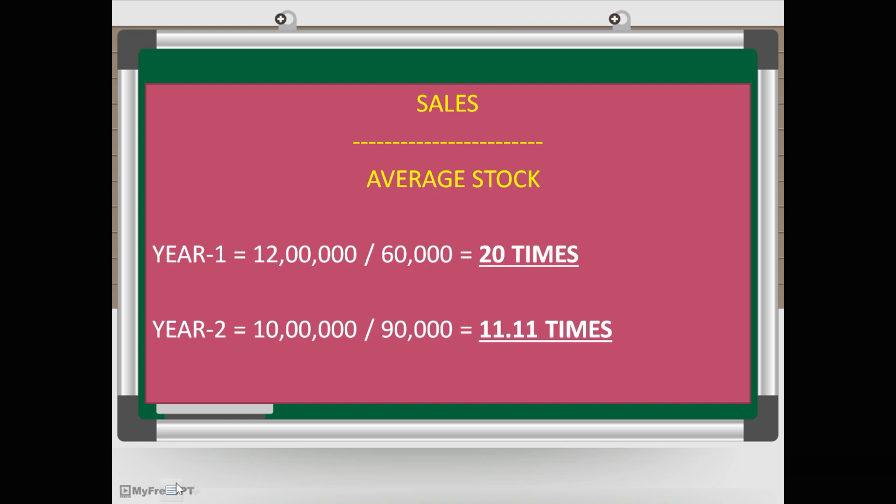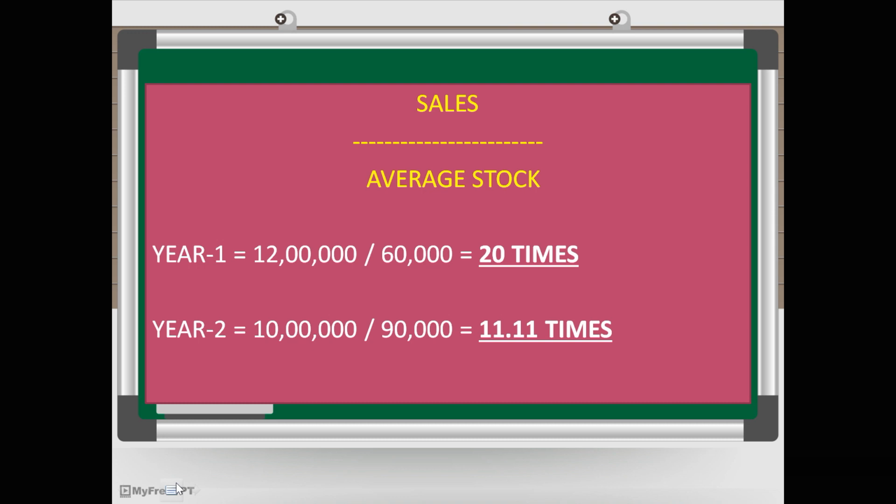For the first year, sales are 12 lakhs. Question માં આપેલા છે જો sales ના figures. તો 12 lakhs divided by average stock for the first year 60,000, and thereby stock turnover ratio for the first year arrives at 20 times.